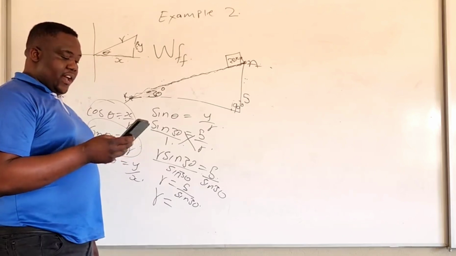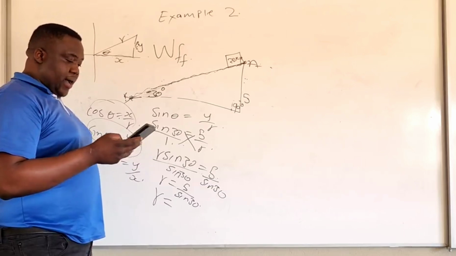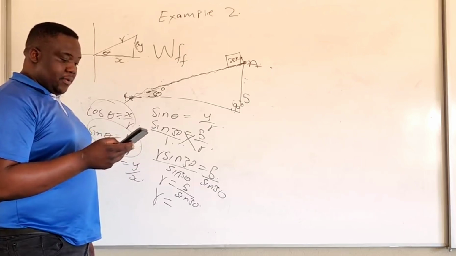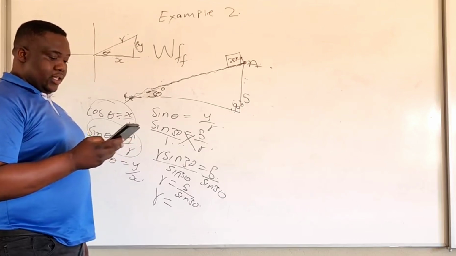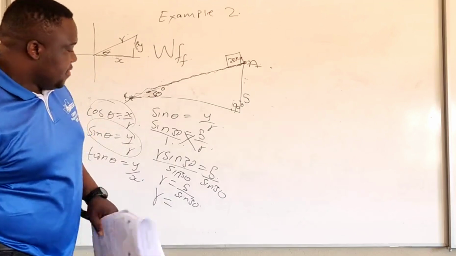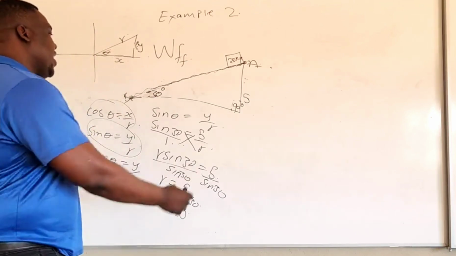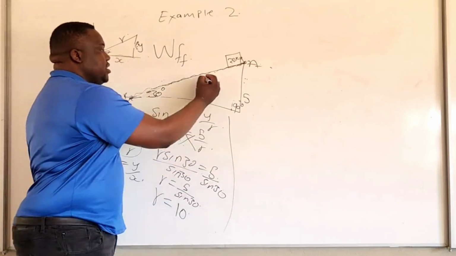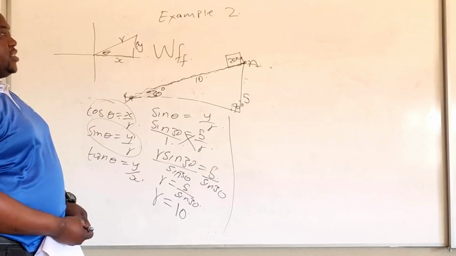And we're going to have 5 divided by sine 30, and that will give us a 10. It simply gives us a 10. So it means this distance is 10 units.